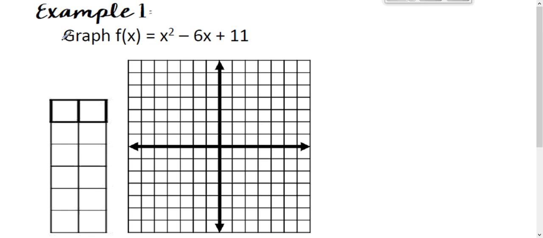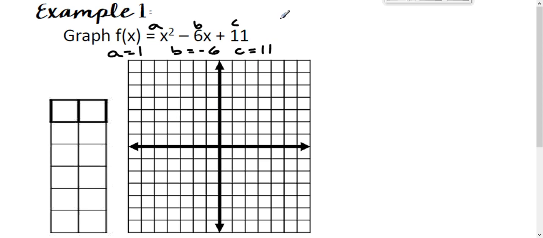All right, so let's start with example 1. So we're going to check that this is in standard form. So we have x squared, we have x, and then we have a constant. So that means it's in standard form, so we have our a, b, and c. So a is going to equal 1, b is going to equal negative 6, and c would equal 11.